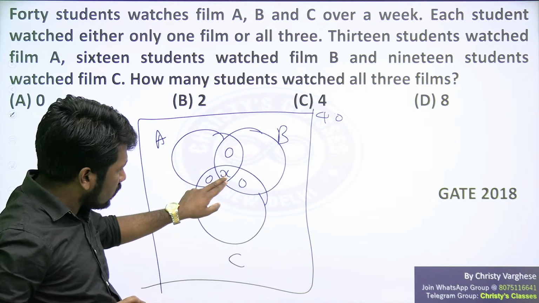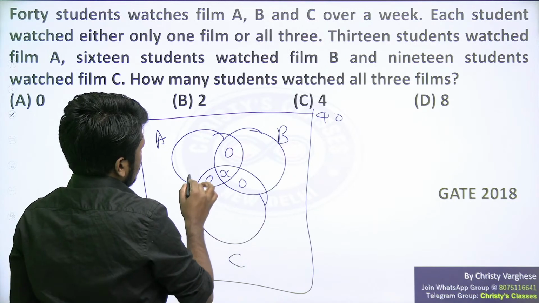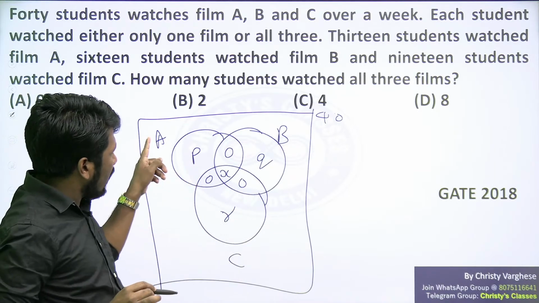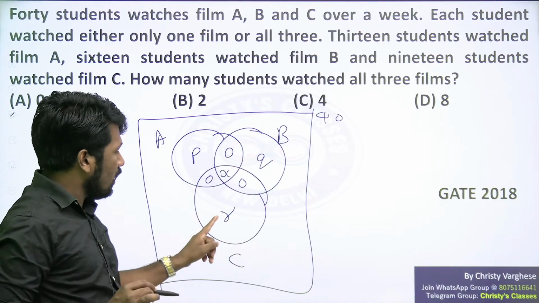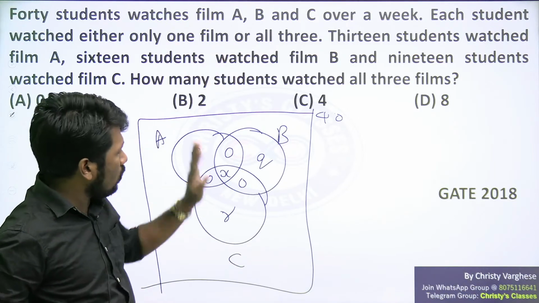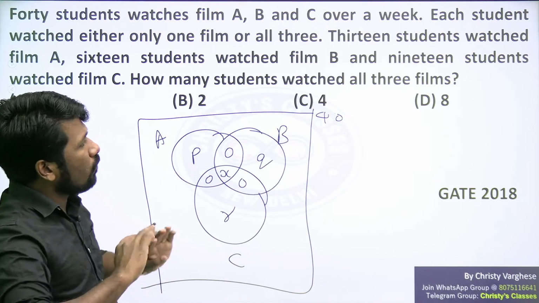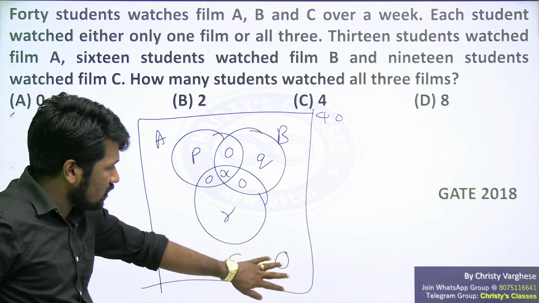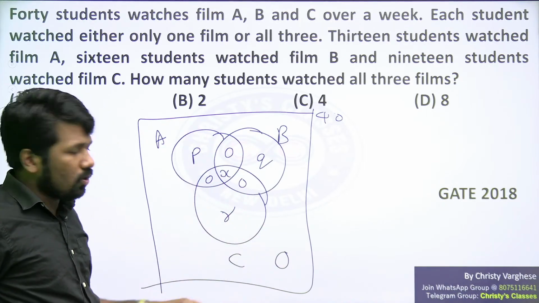So either they watched all the 3 films or they watch exactly one film. So I will call that PQR. P is the number of people who watched A film only. Q is the number of people who watched B film only. R is the number of people who watched C film only. So only one film or all 3 films, those are the categories of people. No film watching people is also 0. Like we discussed in the previous question, this part which is not part of any set, no set involved people, that is 0.